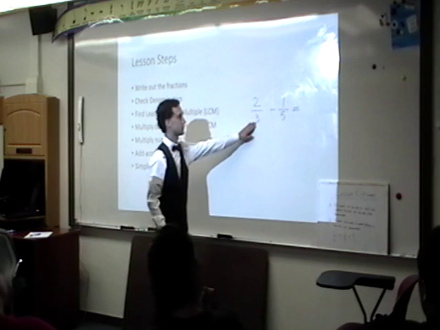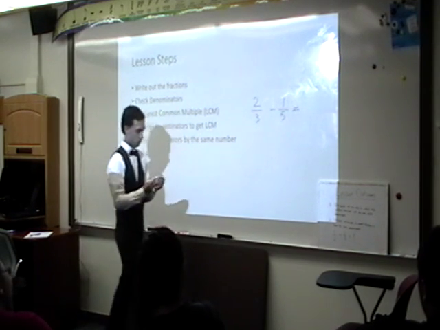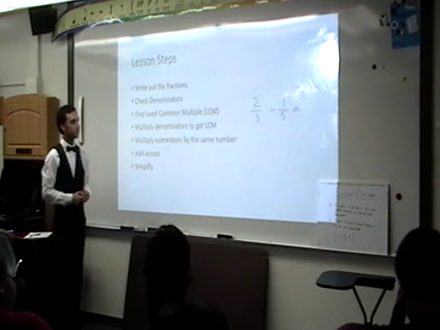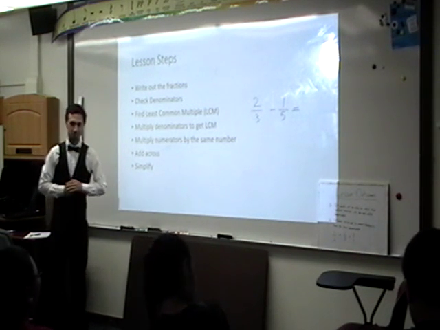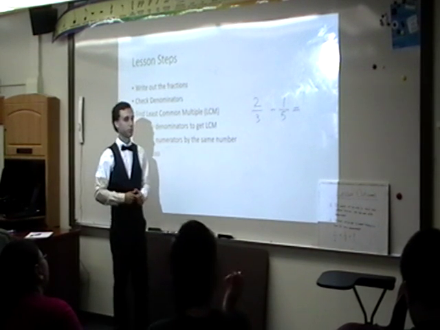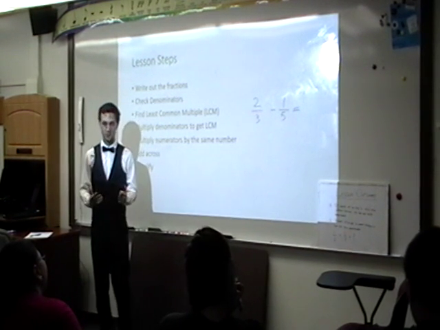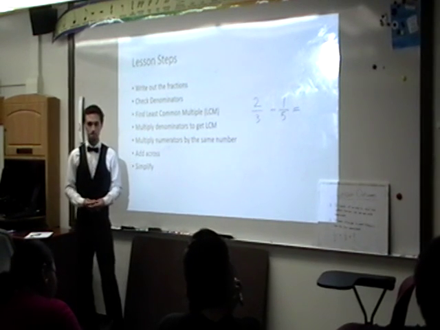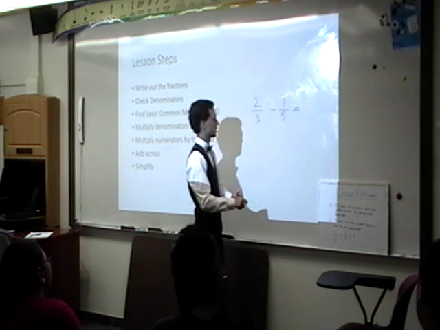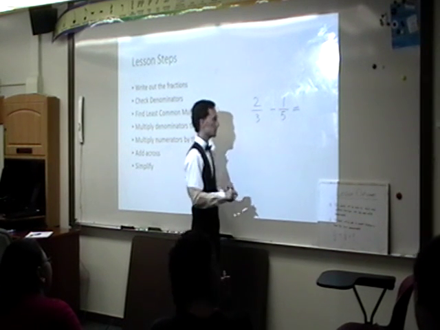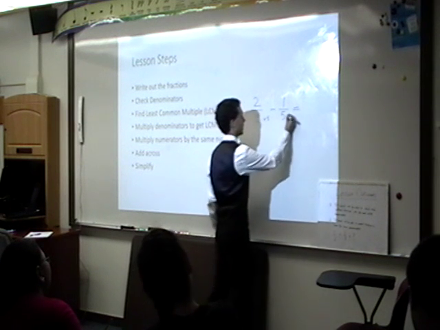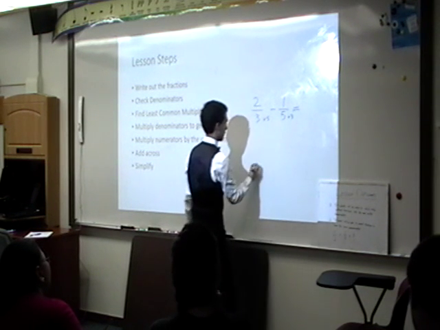So we have 2/3 minus 1/5. Now that we've written out the fractions, we check the denominators. Are they the same number? No. Okay, so now we have to find the least common multiple. Can anyone tell me an easy way to find the least common multiple? Multiply. Yes. So what is 3 times 5? 15.